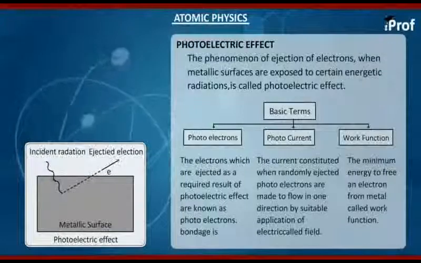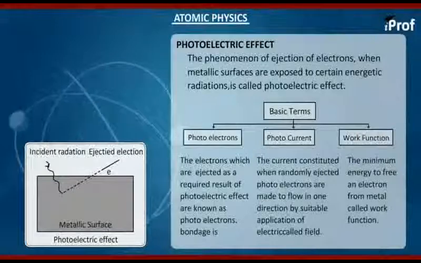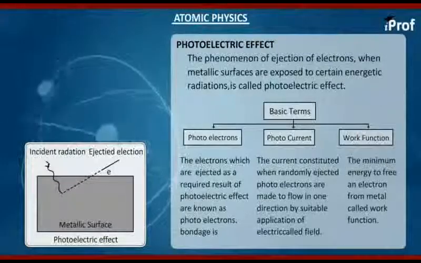Although these electrons have freedom to move anywhere inside the metal volume, they cannot escape from the surface because there exists a potential barrier.